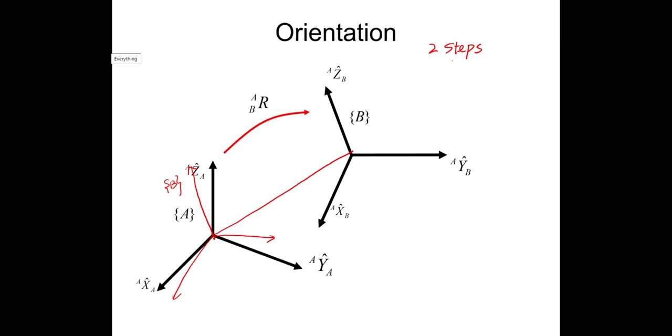So we do two steps. One is rotation, and one is positioning. We also call it translational motion or offset. It means we move this whole thing to this position.